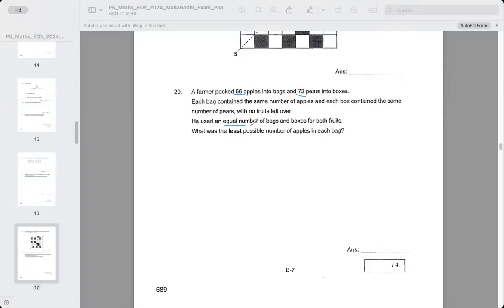And then there's also an equal number of bags and boxes. Since you're splitting 56 and 72, for this question we have to find the factors for 56 and 72, and then find the common factor.